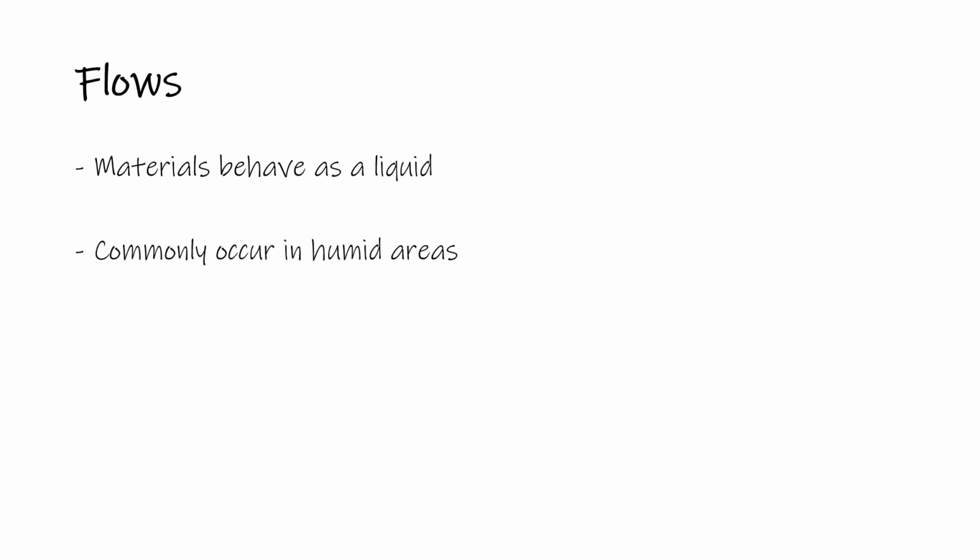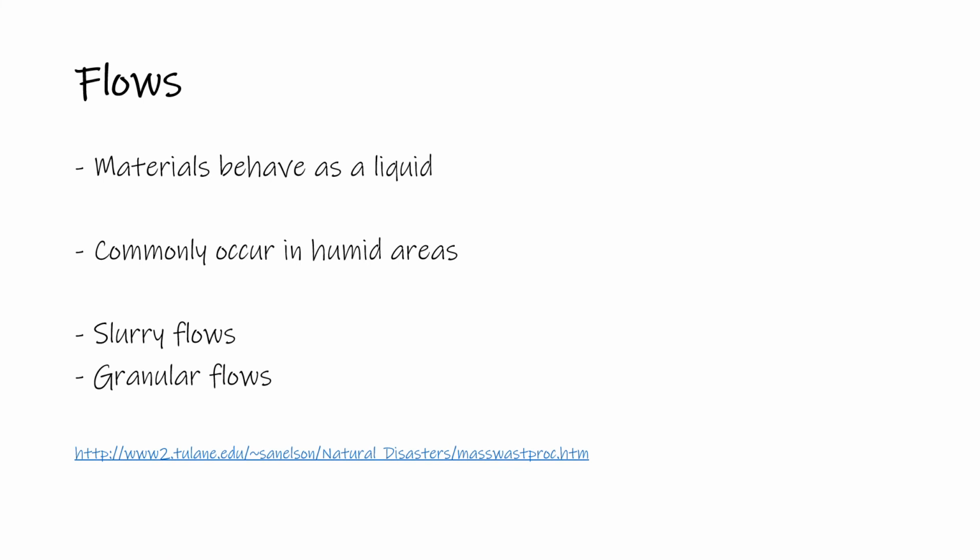Last one is flows. The flows commonly happen in humid areas, like wet areas, and in that place the soil is clay rich. So the flows commonly involve water, air, and ice. We have two kinds of flows. One is slurry flows. Second is granular flows. The slurry flows are more saturated with water.